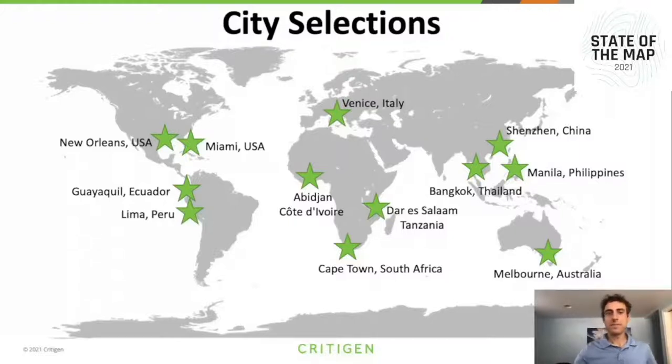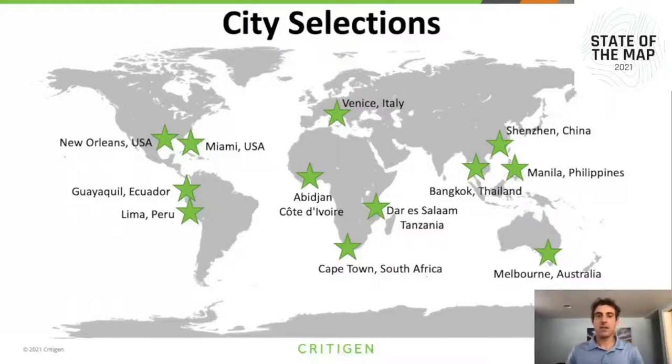In Africa, we chose to look at Dar es Salaam. It's a major seaport of Tanzania and one of the fastest growing cities in the world. It's home to over 6 million people and an economic hub of East Africa. Regular flooding combined with poor infrastructure are the primary hazards affecting residents.